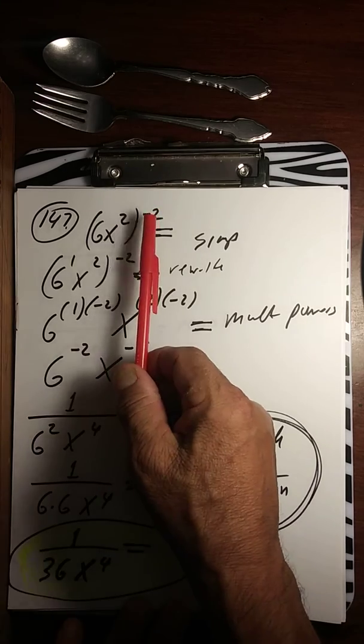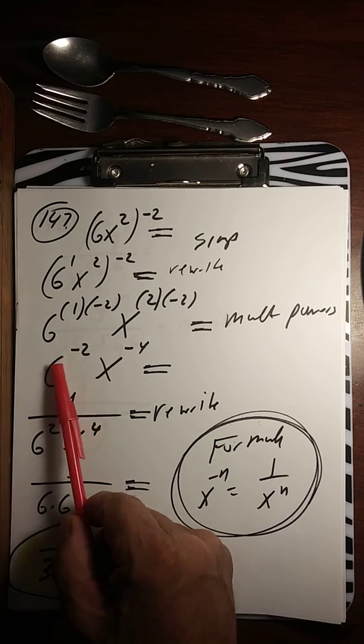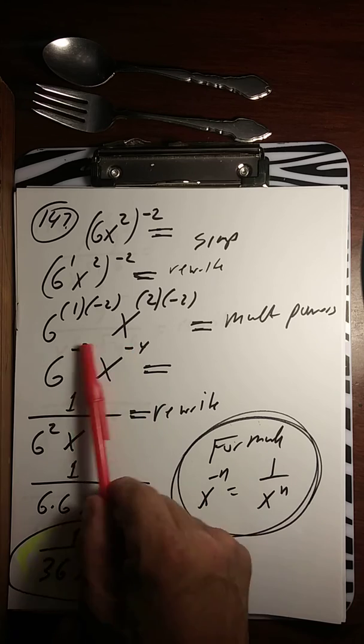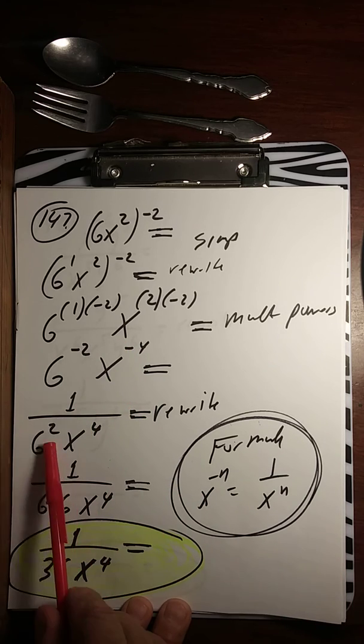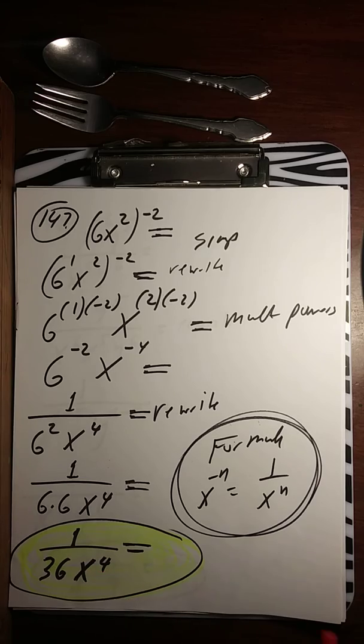Another negative exponent. So let's put a 1 there. So multiply the powers, that times that, that times that. 6 to the negative 2, x to the negative 4. And rewrite it as this on the bottom and 1 on top. And 6 times 6, that's going to be 1 over 36x to the 4 using that formula.